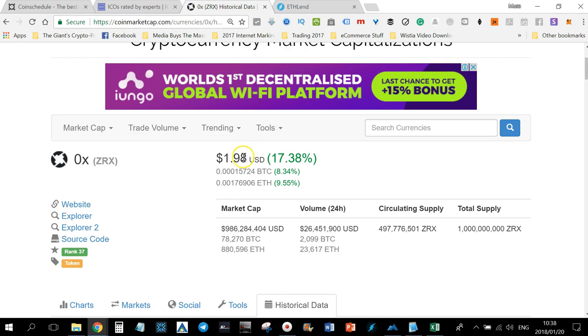So imagine if you bought like 20,000 0x tokens when it was just 11 cents, right? Now look at the trading volume, over 26 million over the last 24 hours. Again, so demand is right there. And look at the total supply. It's less than 2 billion. It's 1 billion to be exact, right?